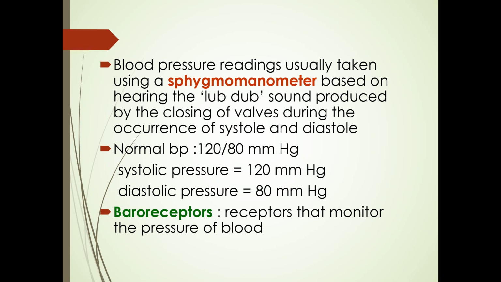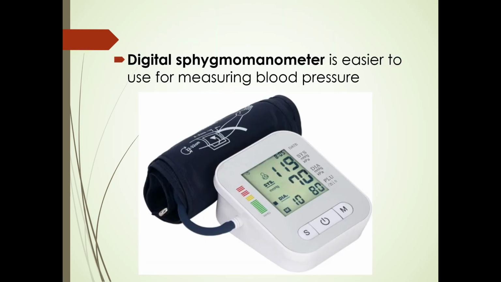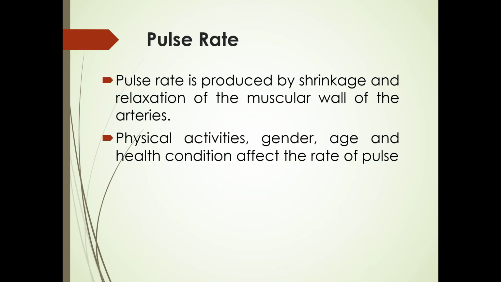There is also a receptor here that monitors the pressure of blood, which we call a baroreceptor. This is the sphygmomanometer. I think we don't use this one anymore. We usually use this one, which you can buy at the pharmacy. They sell it, and it is used to measure the blood pressure.